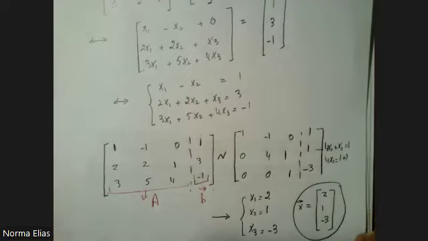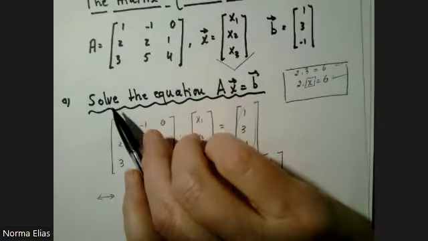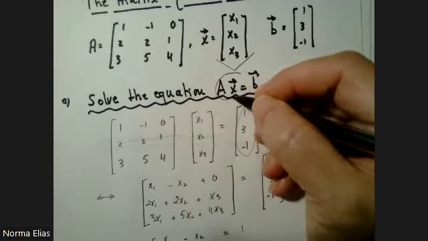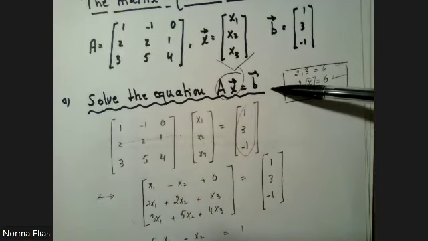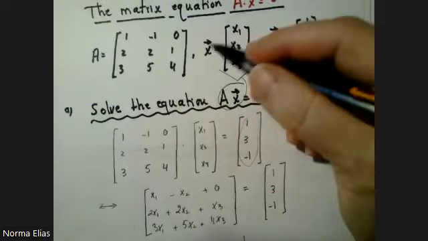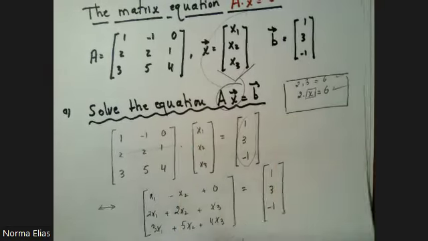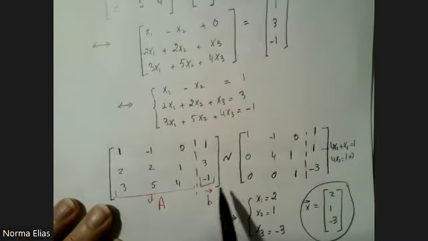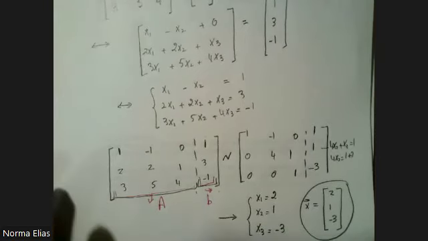So nothing new at all. The only new thing is the idea of solving the equation Ax equal to B. We introduced this new notation Ax equal to B, and solving the equation Ax equal to B means looking for the vector x such that when you multiply it by A, you get B. And it really boils down to solving the system where the augmented matrix has A as the coefficients and B as the constant term.